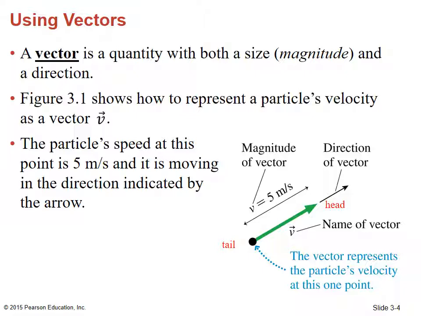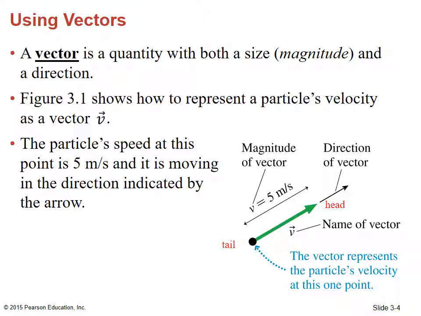A vector is a quantity with both a size, called a magnitude, and a direction. For example, velocity is a vector because it is both the speed at which an object is traveling and the direction. Speed is not a vector. It is called a scalar because it is just the number associated with how fast you are traveling. And this number has nothing to do with direction.